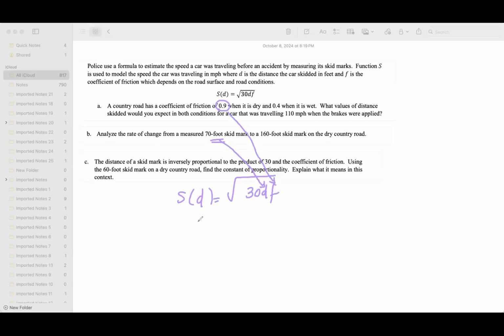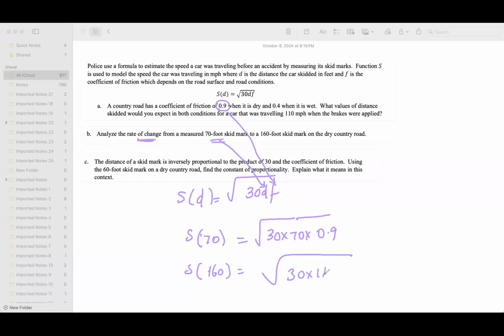Now, speed. Analyze the rate of change, right? First, we need to find the speed. Speed at that 70. When I substitute the 70, it will be equal to square root of 30 times 70 times 0.9. Now the second one is S of 160, right? Will be equal to square root of 30 times 160 times 0.9. Now you got the speed value, right?